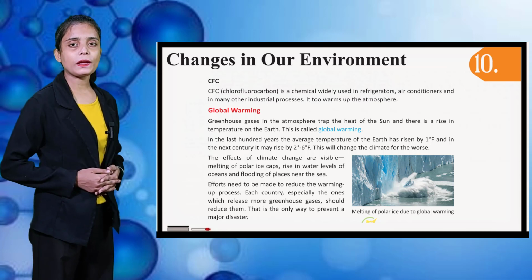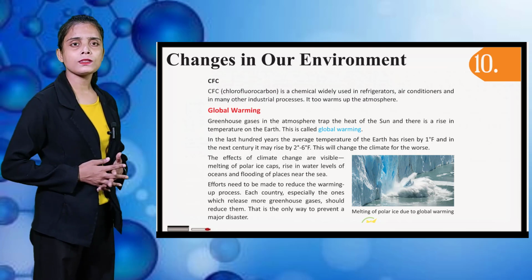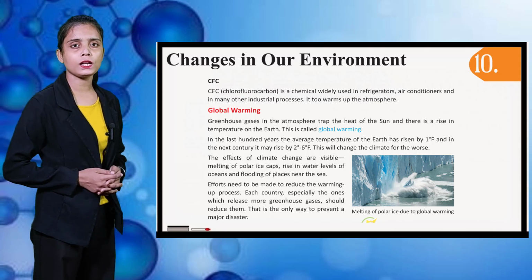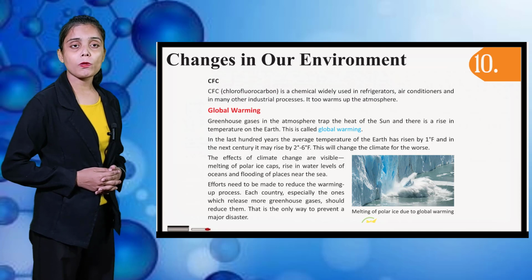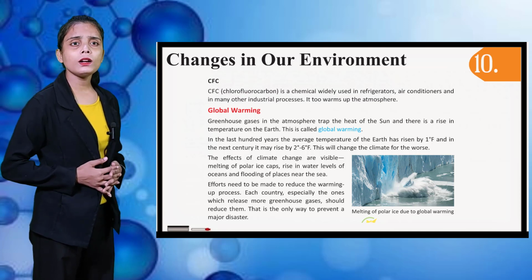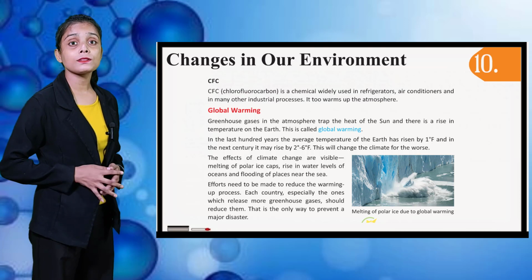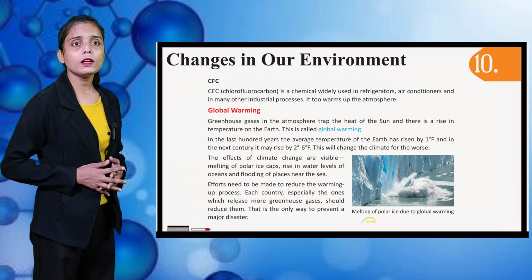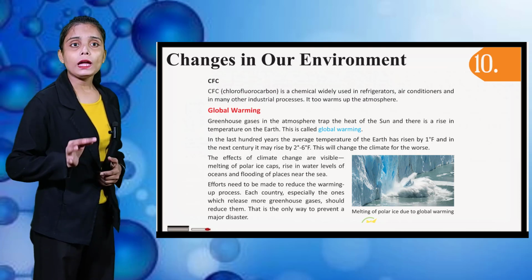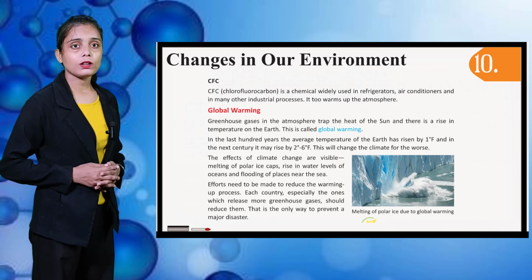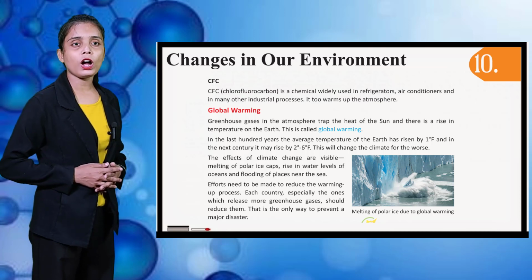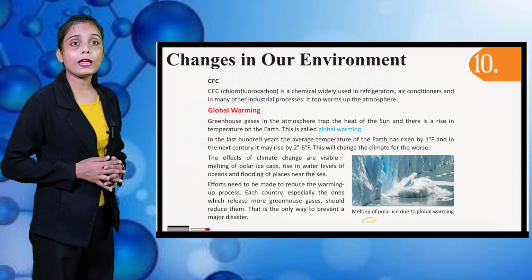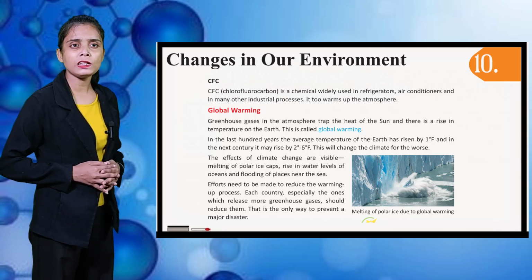So now let's see the next topic, that is global warming. Greenhouse gases in the atmosphere trap the heat of the sun and there is a rise in temperature on the earth. This is called global warming. In the last 100 years, the average temperature of the earth has risen by 1 Fahrenheit, and in the next century, it may rise by 2 to 6 Fahrenheit. This will change the climate for the worse. The effects of climate change are visible: melting of polar ice caps, rise in water level of oceans, and flooding of places near the sea.